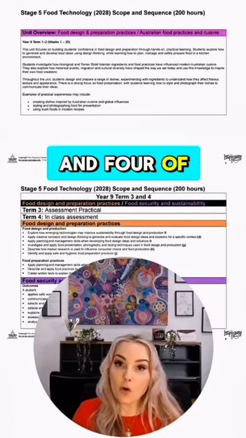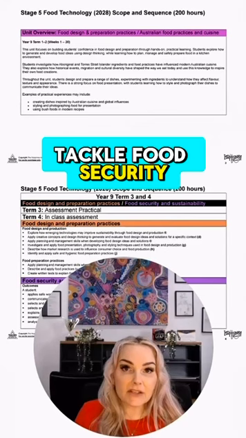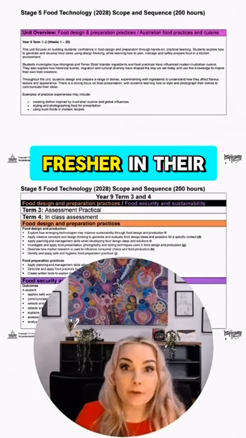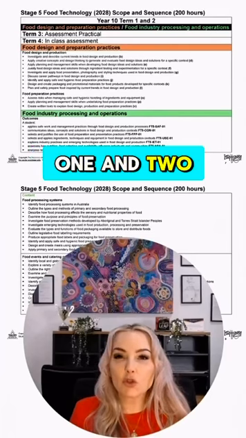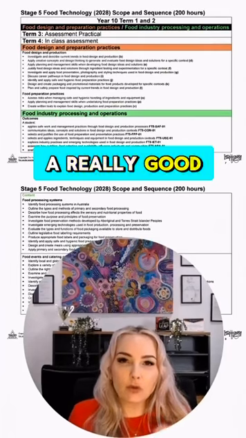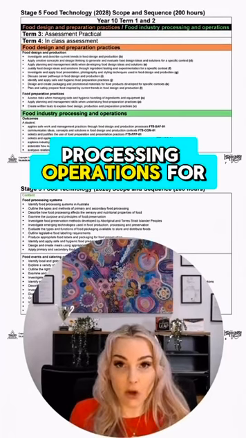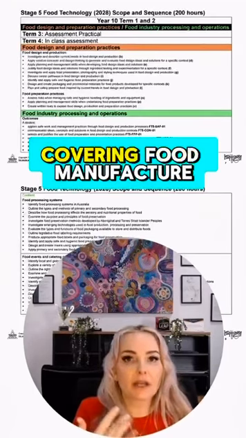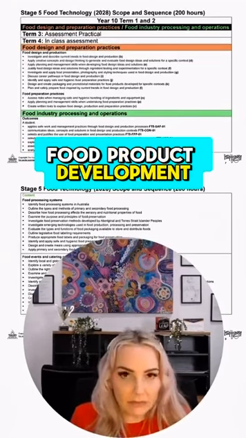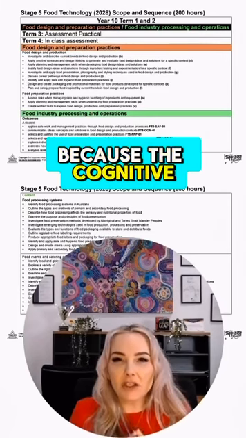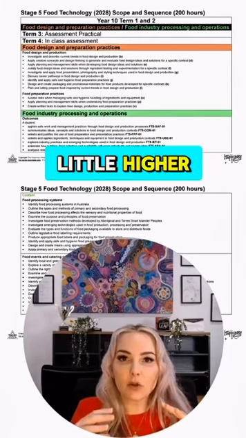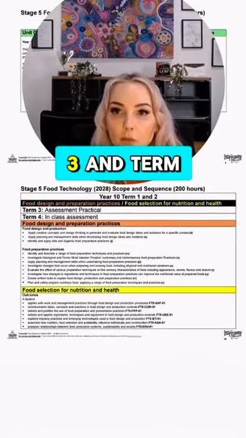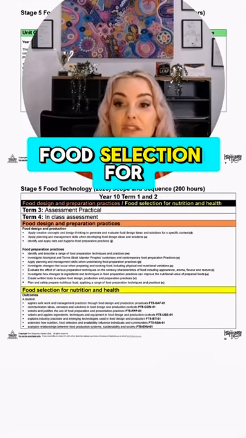For terms 3 and 4 of Year 9, we thought let's tackle food security and sustainability because don't forget, in Year 8, they've done sustainability, so it'll be fresher in their mind. Now for terms 1 and 2 in Year 10, it seemed like a really good plan to put in there food industry processing and operations for 2 different reasons. One, it's closer to Year 11 and 12 where they'll be covering food manufacture, food product development, but also because the cognitive demand in this focus area seemed a little higher, so it made sense to actually put it in Year 10.